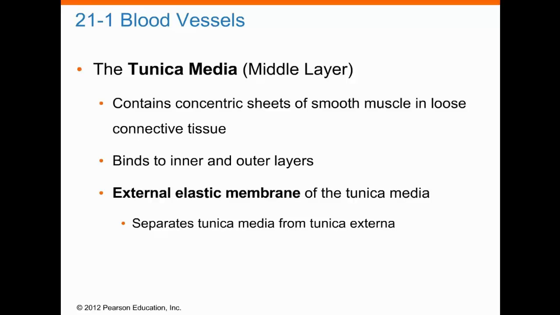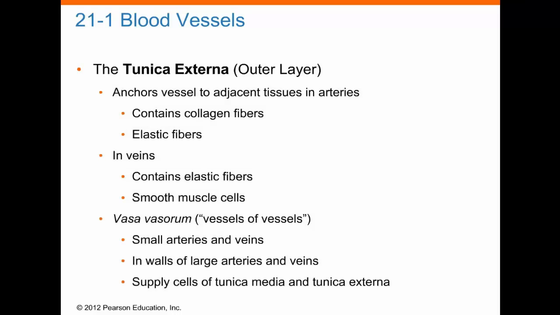The tunica media, the middle layer, contains concentric sheets of smooth muscle in loose connective tissue, and it binds to the inner and the outer layers. The external elastic membrane of the tunica media separates the tunica media from the tunica externa. The tunica externa is the outer layer, and it anchors vessels to the adjacent tissues. In arteries, it's made up of collagen fibers and elastic fibers. In veins, it contains elastic fibers and smooth muscles.